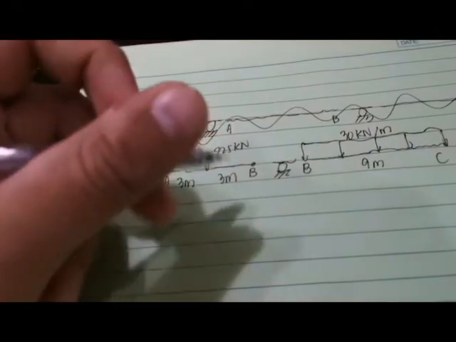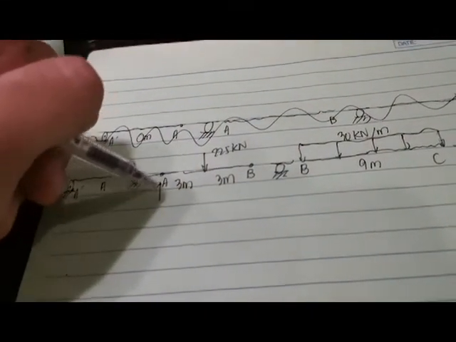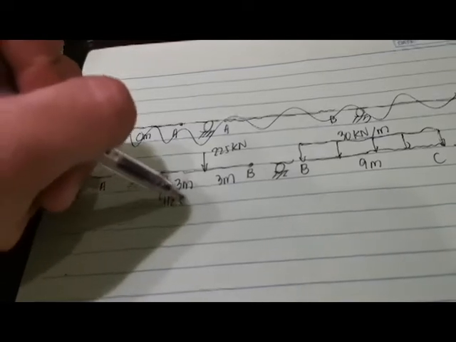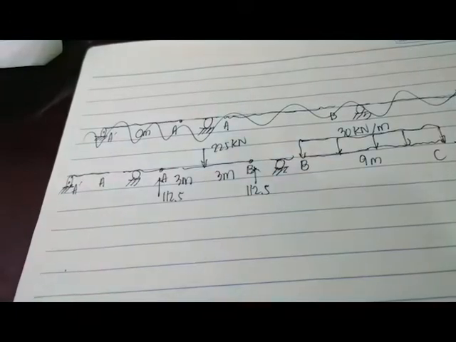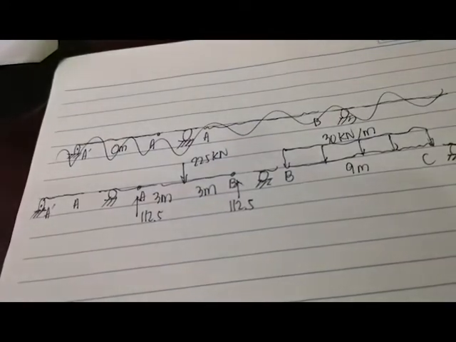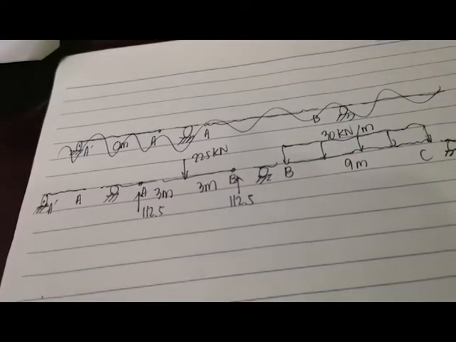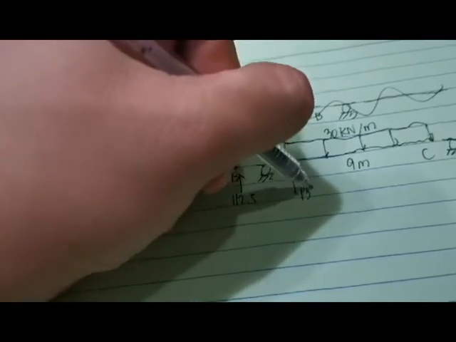If we just divide it by 2, 225 divided by 2, we can just say that they are equal to 112.5, 112.5. Okay, this one, 30 times 9, we divide it again by 2. This is equal to 135.